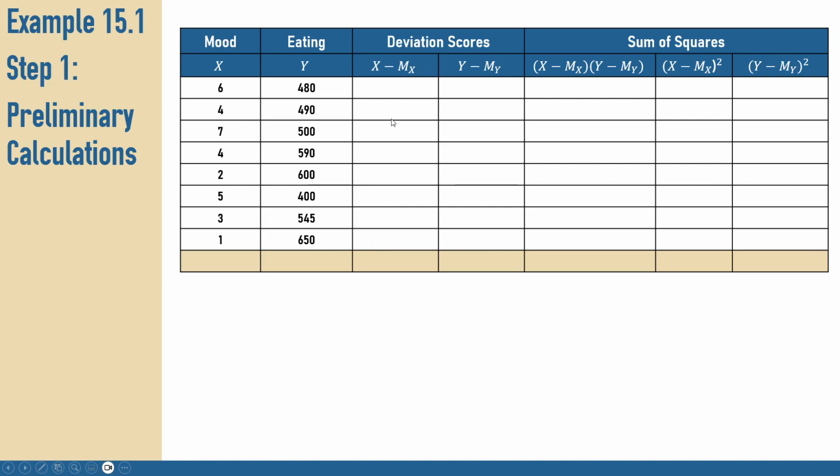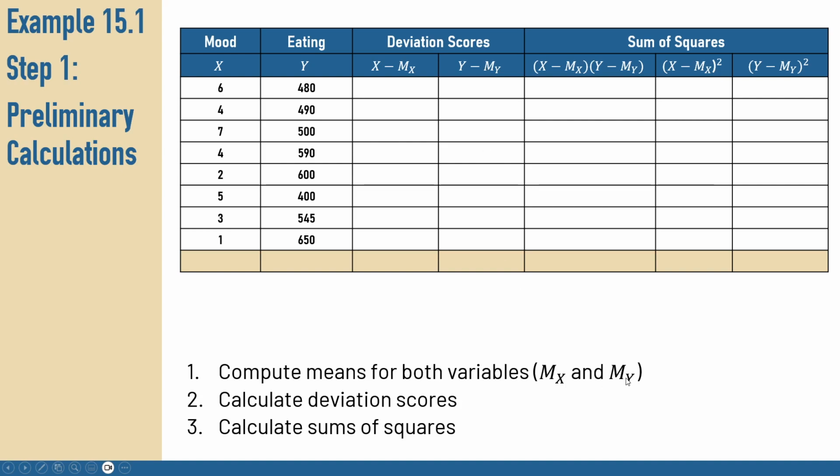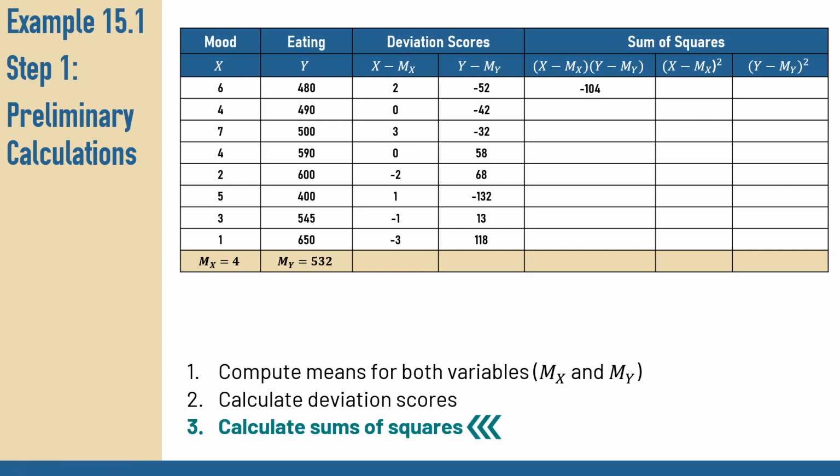So first, we need deviation scores. So we need to calculate M of X and M of Y, the means for both variables. If we do that, we find that the mean of X is 4 and the mean of Y is 532. Now we're going to do deviation scores, just like we've done sum of squares in the past, right? So 6 minus, what was our mean? 4 is 2. 4 minus 4 is 0, so on and so forth. Same thing for Y.